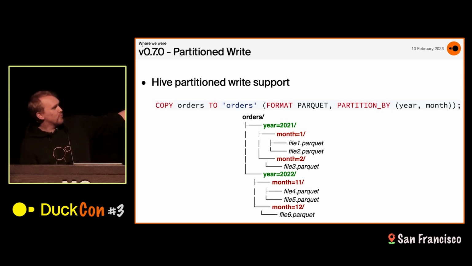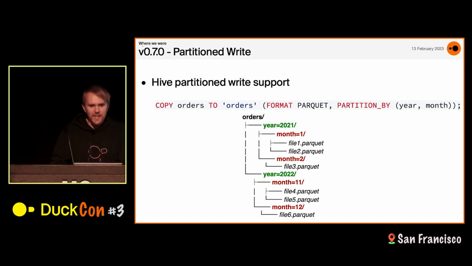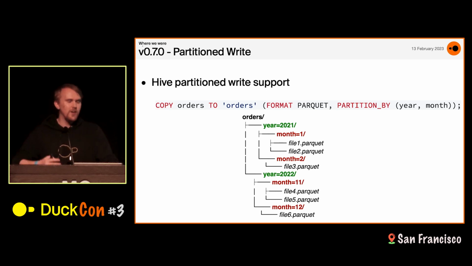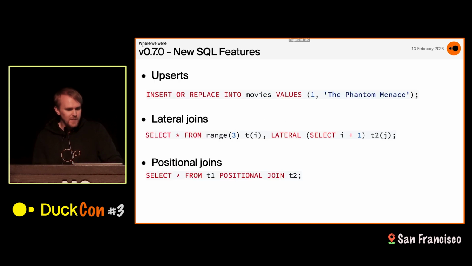So if you write to Parquet files, you can specify this partition by clause, and it will actually do the partitioning of the data and write to this structure. If you have any big data sets that you think will benefit from partitioning, you can use this. And of course, DuckDB has already had support for reading these types of partitions for a long time. So that's also very cool, and enables efficient querying of large data sets over partitioned data.